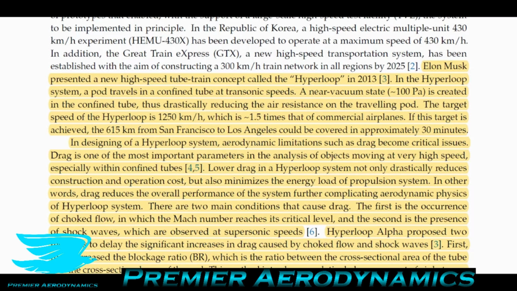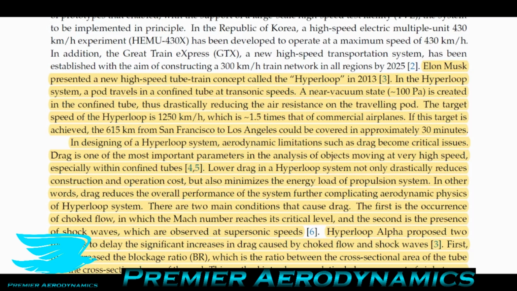So this vacuum state is created in a confined tube, thus drastically reducing the air resistance on the traveling pod because the density of air is reduced. And as we know, the drag is dependent on, among other things, the density of air. So by reducing that, you can reduce the drag.